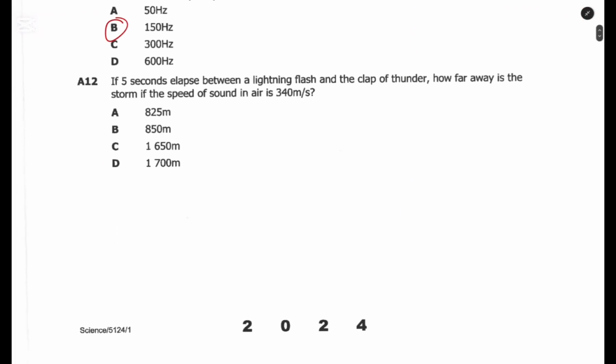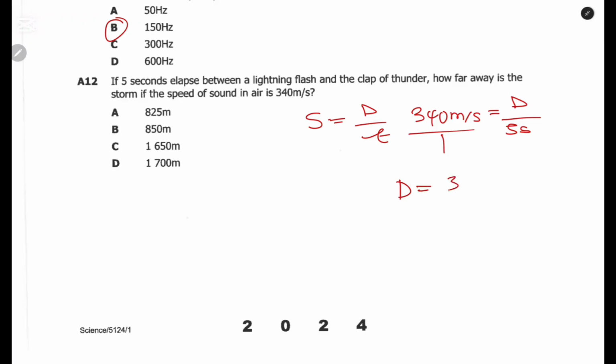Question 12, if 5 seconds elapse between a lightning flash and the clap of the thunder, how far away is the storm if the speed of sound in air is 340 meters per second? How far, we are looking at distance. To write the formula, speed is equal to distance over time. In this case, the speed is 340 meters per second. We are looking for distance. The time is 5 seconds. So here you cross multiply.